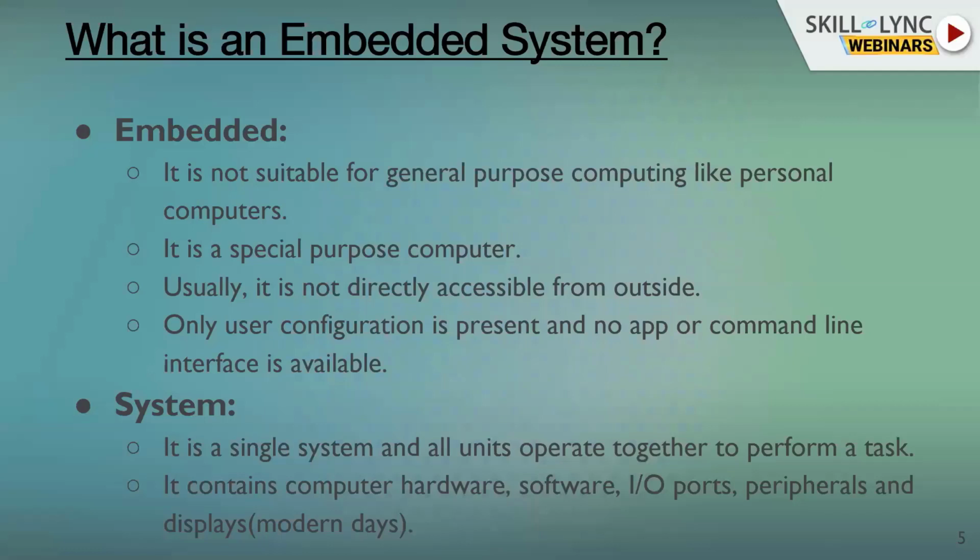The other word is system. So it is a complete system. That means it's not just the computer. It's not just the memory. It's not just the analog circuit. It is an entire system with different parts. And of course, a very important part is software. And all of these parts are working together in tandem. There's one purpose for which you have devised it, and that is what it is doing. So these two words essentially define embedded systems completely. They are embedded and they're complete systems.